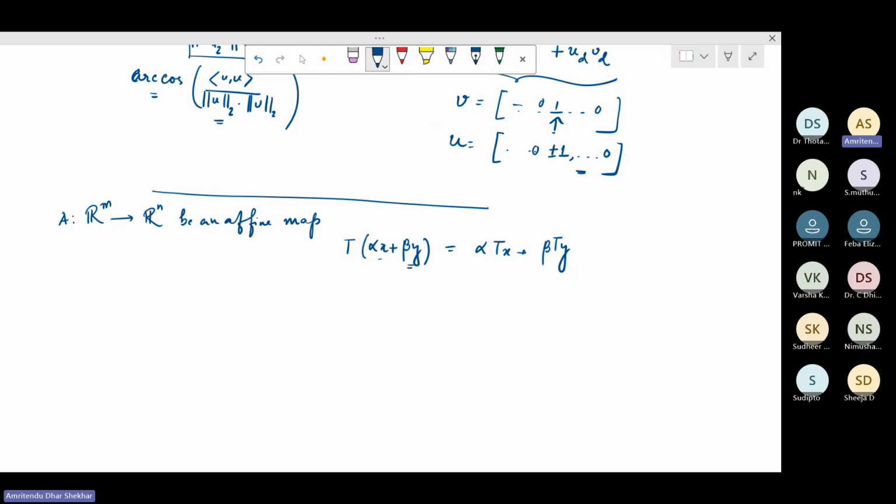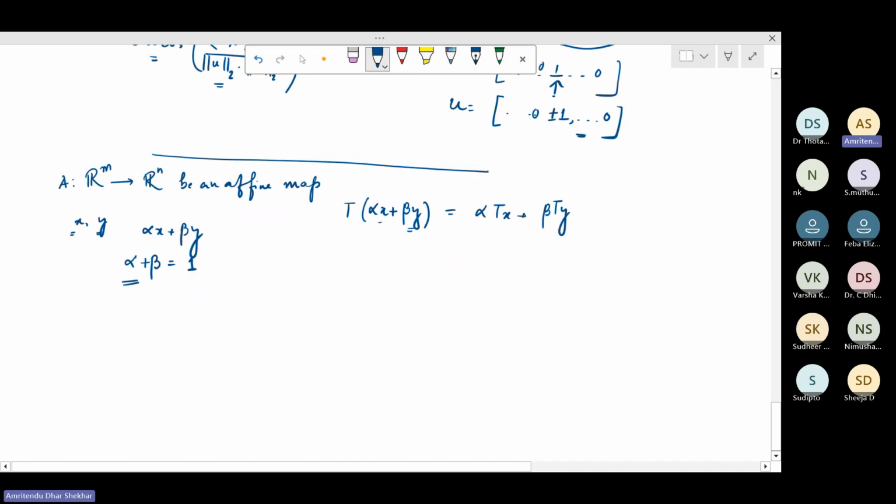So what is an affine combination? Given x and y, we say that alpha x plus beta y is an affine combination if alpha plus beta is equal to 1. An affine map will distribute over affine combinations. In other words, A of alpha x plus beta y, provided alpha plus beta is equal to 1, is equal to alpha times A of x plus beta times A of y.